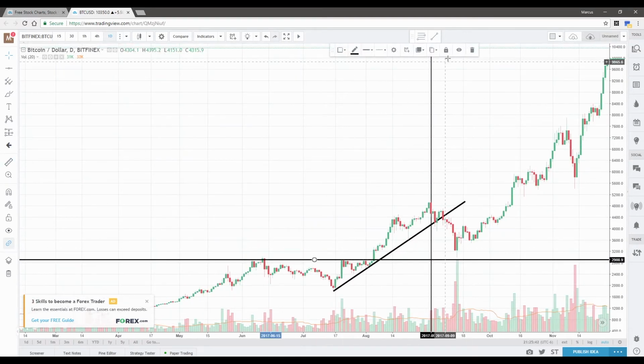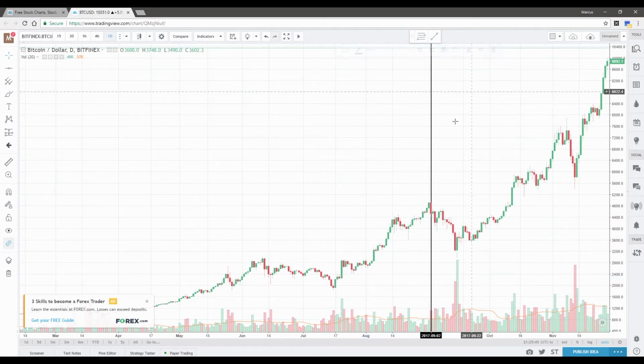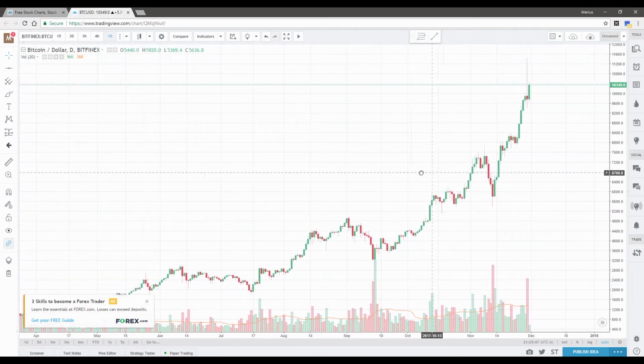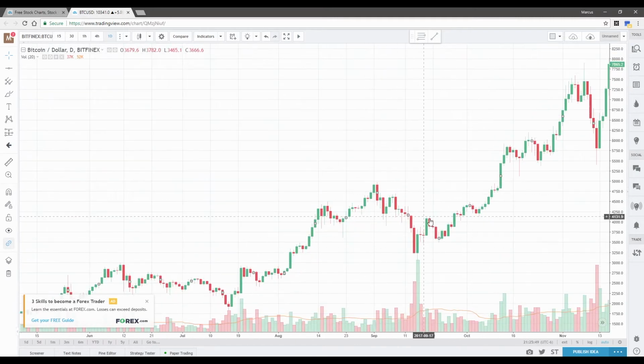Let's delete these lines, and let's look at some other ways to trade trend lines. Now, for instance, let's look at this.